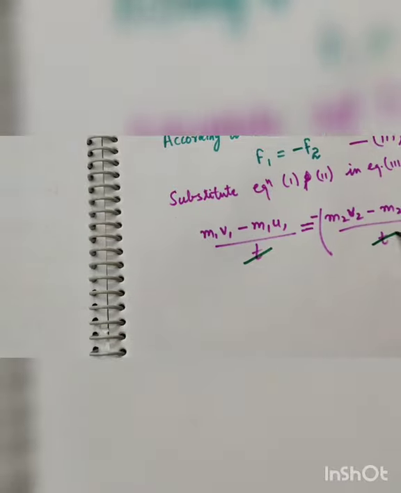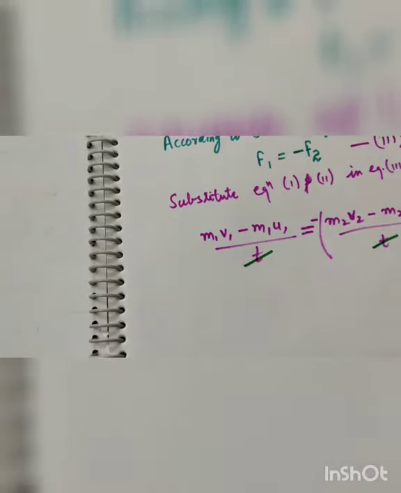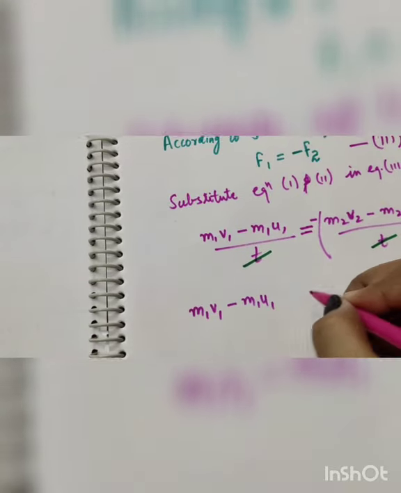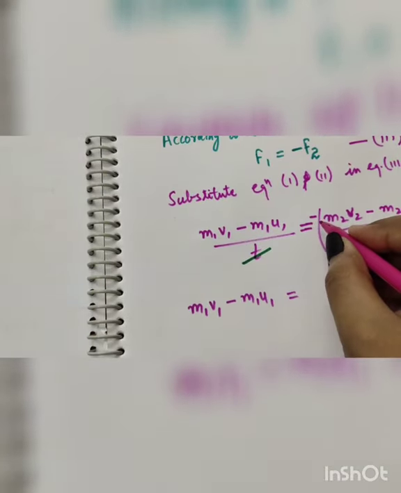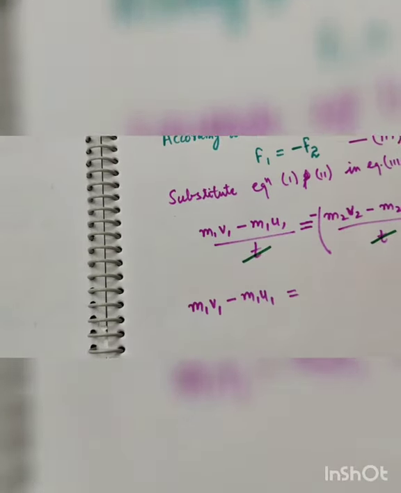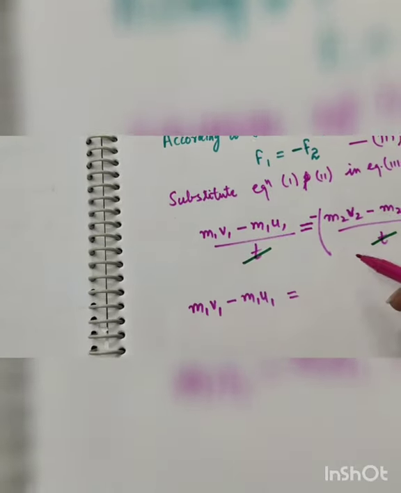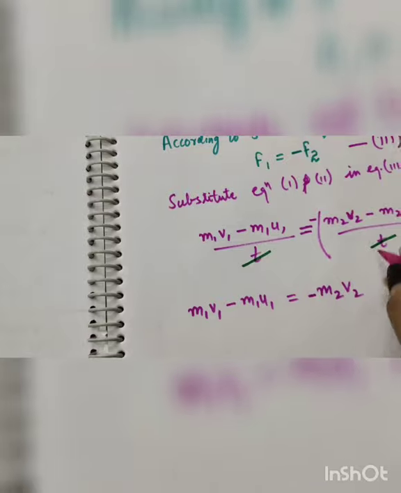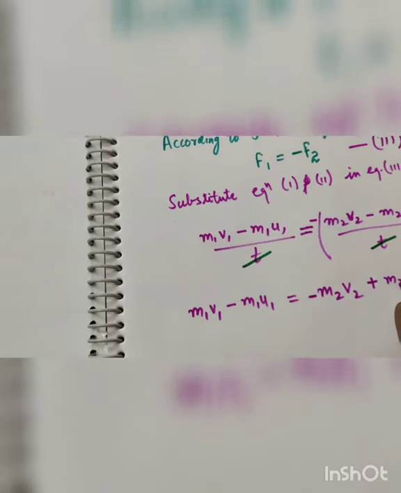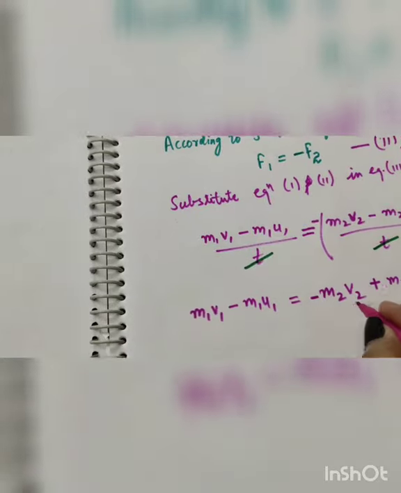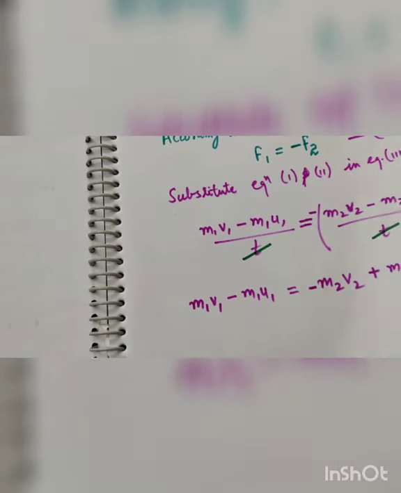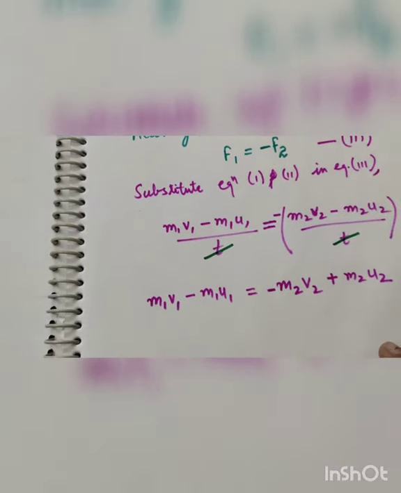Now t is on both sides, so we can cancel it. Same value, it can be cancelled out. Now m1 v1 minus m1 u1 is equal to, now outside the bracket you have a minus sign, so if you want to neutralize this, all the signs inside will change. So it will become minus m2 v2, and minus minus plus, so it will become plus m2 u2. If you rearrange all the negatives, I'll just do two things. You don't need to show these arrows in your answer, just keep these arrows for understanding.